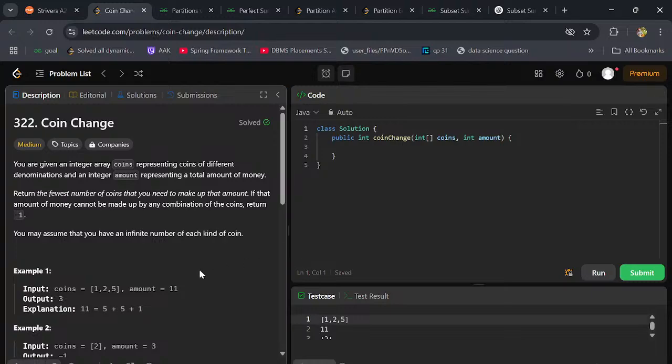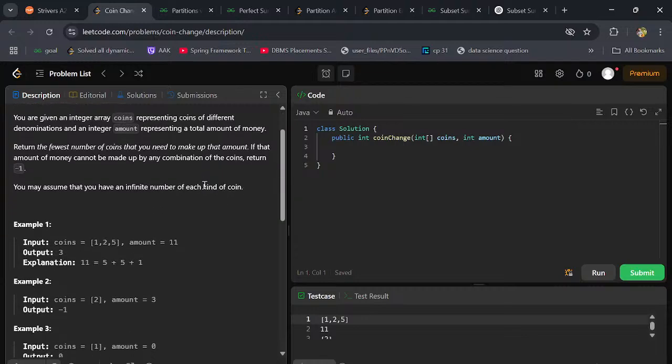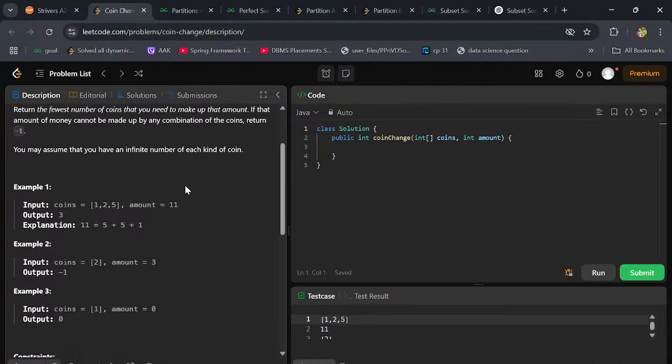Let me have a second. Like coin change. You are given an integer array of coins and an amount. Return the fewest number of coins that you need to make up that amount. If the amount of money cannot be made by any combination of coins, return -1. Here you have an infinite supply of coins. You can choose as many times as you want.